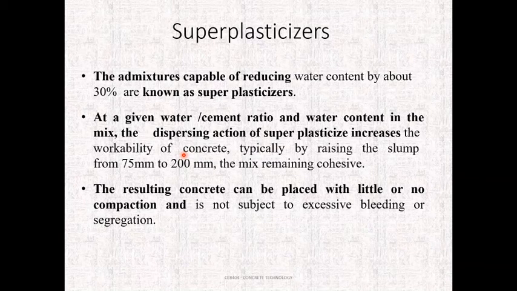The next one is super plasticizer. As the name indicates, it can reduce the water content by 30%. At the given water cement ratio, the dispersion effect of the super plasticizer increases the workability of concrete, typically by raising the slump from 75 mm to 200 mm. The resulting concrete can be placed in congested reinforcement and where we cannot do compaction.